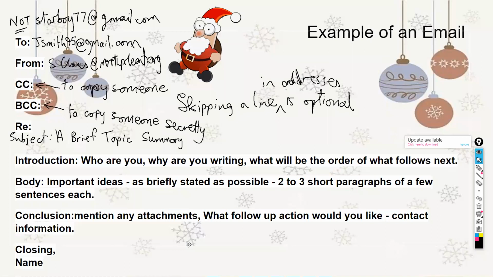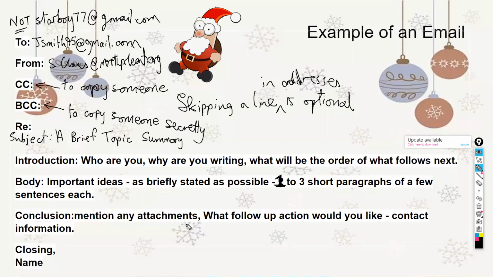All right. Body, important ideas as briefly as possible. 2 to 3 short paragraphs. You know, for an email, I want to even say it could be 1. So let me also put in 1 here. 1 or 2 or 3 short paragraphs. So maybe 1 to 3 rather than 2 to 3. So an email might even be shorter than a letter, so I'm changing this to 1, right? 1 to 3 short paragraphs of a few sentences each.